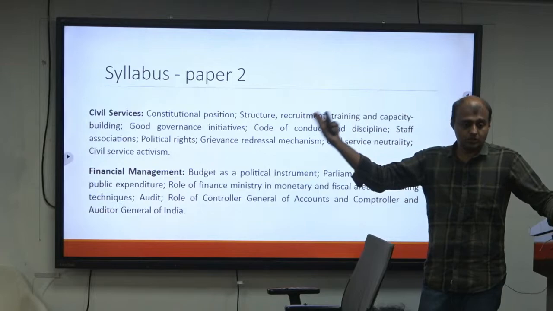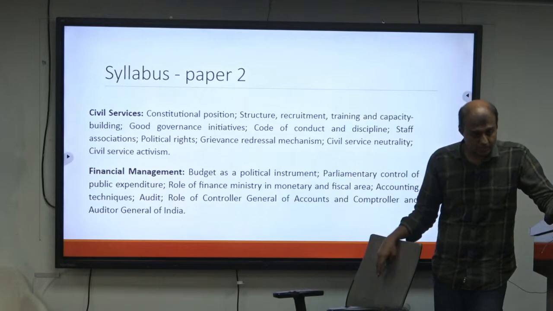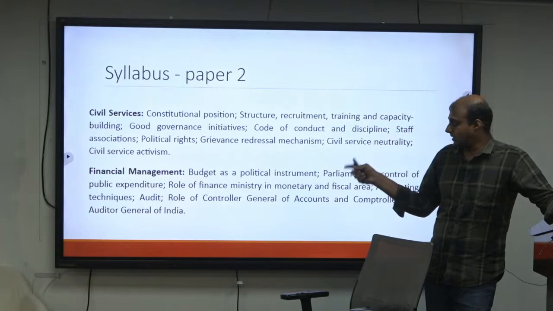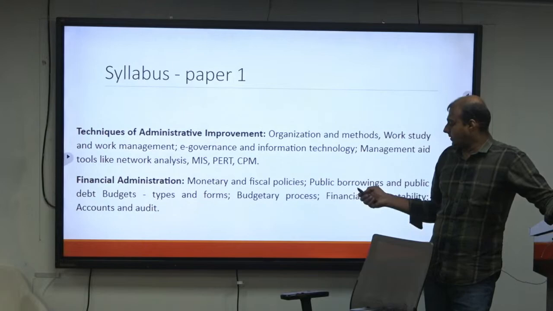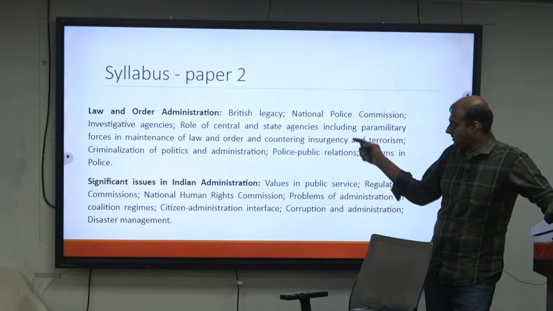What is the relationship between both, how both are important for macroeconomic management, what is the role of auditing, CAG audits, all that in detail, here and there you have to combine. Because in paper 1 you have a chapter called financial administration, that will overlap with financial management. Fine. In paper 1 you have a chapter called personnel administration, and that with civil services, both are combined. There it is in general.